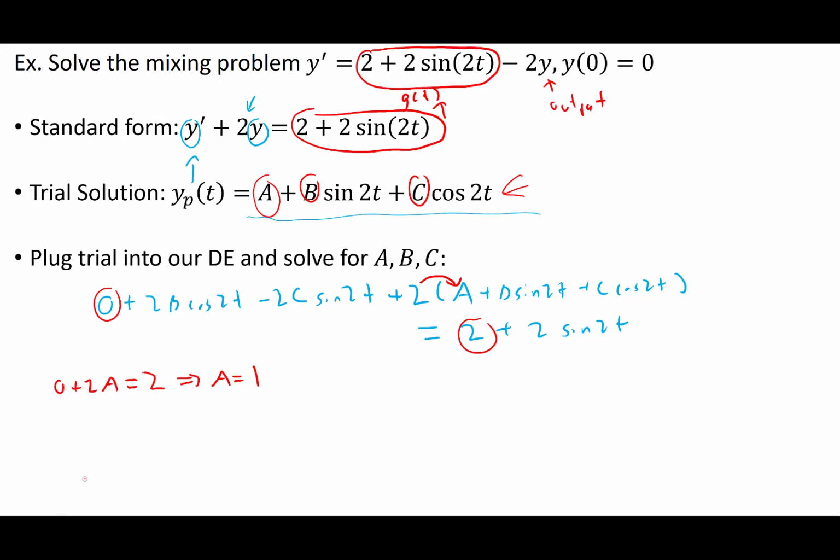The next type of term I have on the left are my sine terms. I have a negative 2c times sine 2t here, and when I multiply out, I get a 2b sine 2t here. Combining these coefficients, we should have 2b minus 2c, and that should balance out to 2 on the other side of the equation. This, you'll notice, is a single equation with two unknowns. It has an infinite number of solutions, and this is why we need our cosine term.